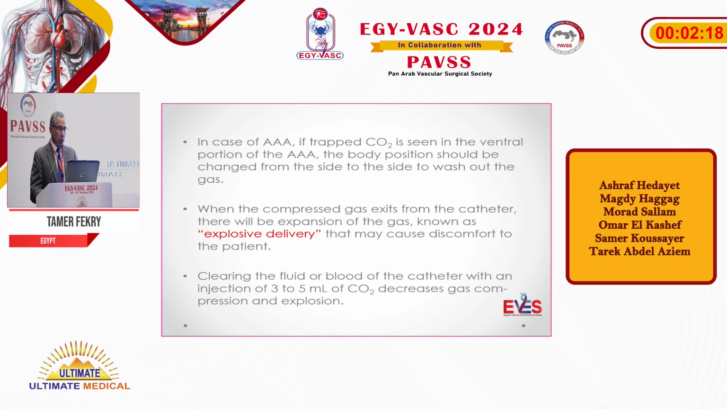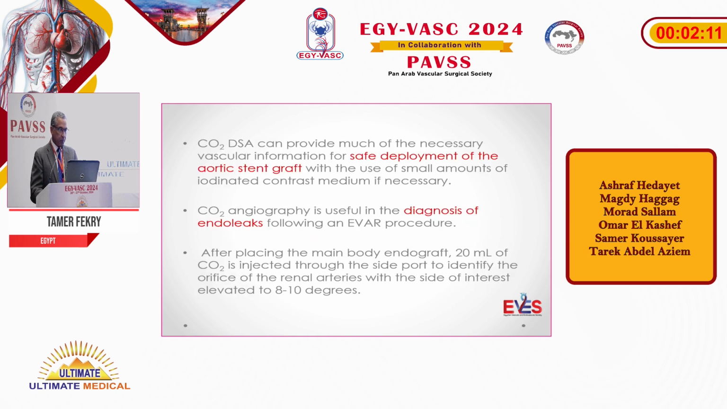Clearing the fluid or blood of the catheter with an injection of 3 to 5 milliliters of CO2 decreases gas compression and expansion. CO2 can provide much of the necessary visualization information for safe deployment of an aortic stent graft, and it's also very useful in diagnosis of endoleaks without using contrast agent. But if you think you are unsafe, just inject a very minimal amount.